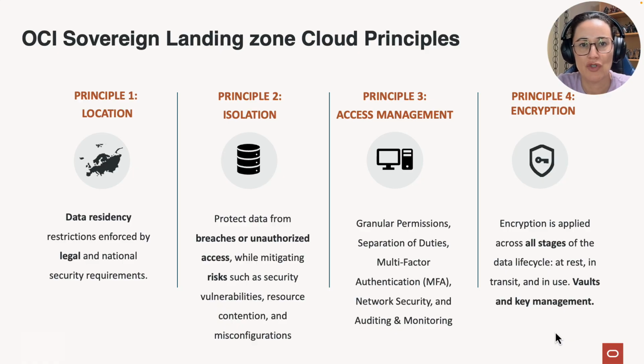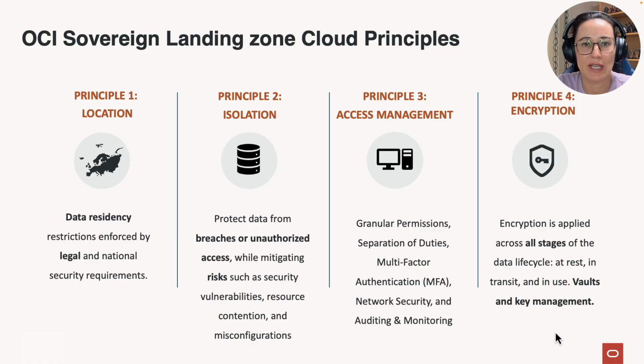Location. Ensuring data is stored in the region where legal requirements mandate, in full compliance with local data sovereignty laws. Isolation. Implementing isolation at multiple levels, such as network and environment, to keep data and systems securely separated. Access management. Defining who can access and process data with strict controls to prevent unauthorized cross-border access. And encryption. Protecting data at rest, in transit, and in use.